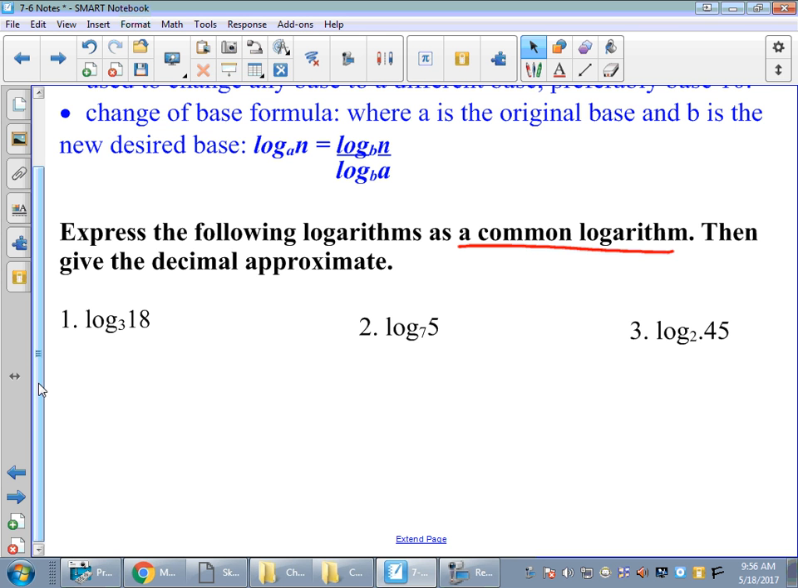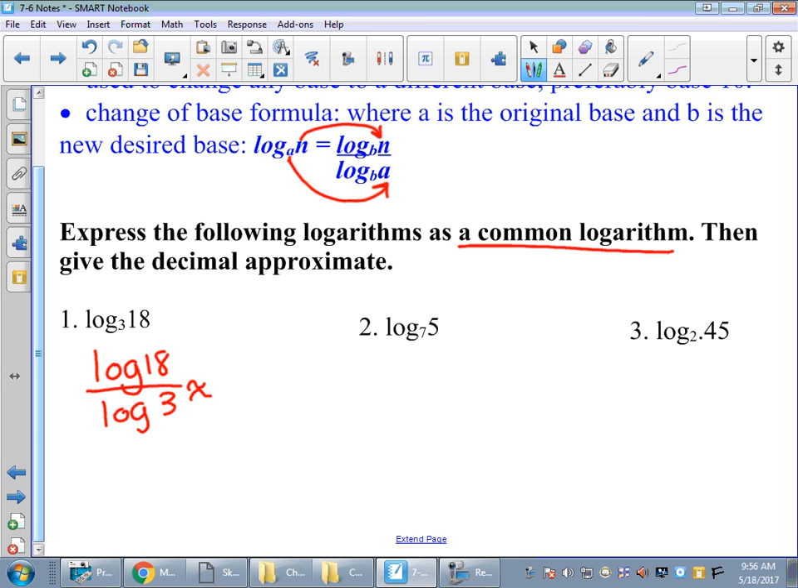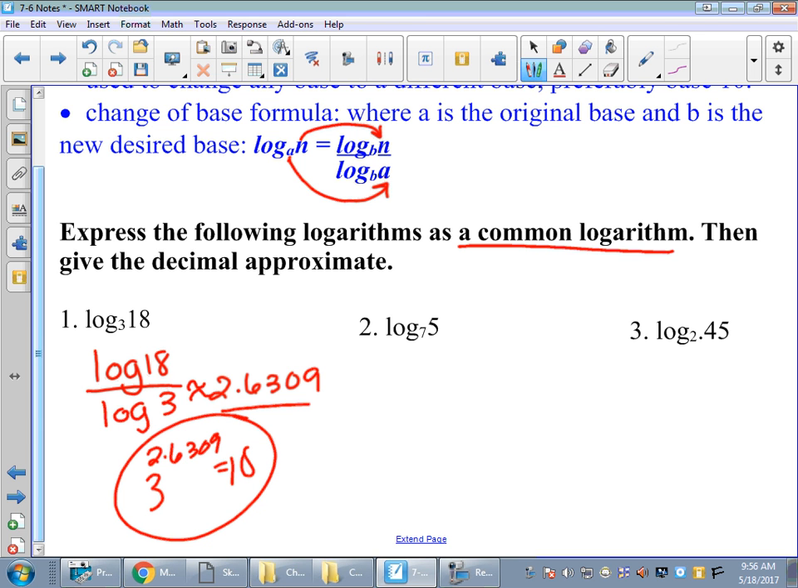So you take the original base, and that's going to go in the denominator. The original thing that you take the log of goes in the numerator. And then you're dividing by the common log, or whatever log is desired. So in this case, I'm going to take the common log of 18 and divide it by the common log of 3. And what that gives me, log of 18 divided by log of 3, is 2.6309. And you could check your answer by seeing, do you raise 3 to the 2.6309, and does it give you 18? That's what we're asking.